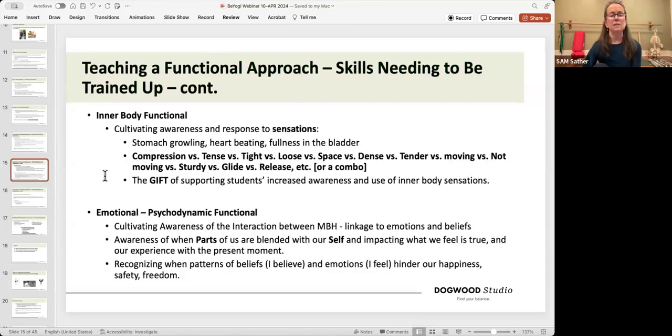The second is inner body functionality. How can you teach to cultivate awareness of people to sensation, their physical sensations, their inner body sensations, the somatics part of this, and their energy body, the subtle body? That's the advanced.